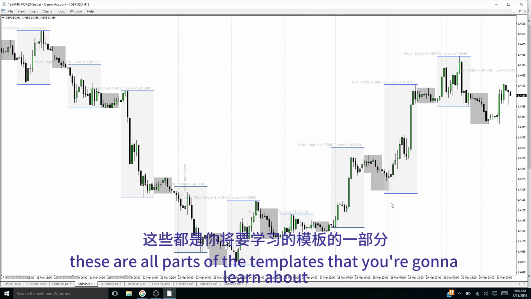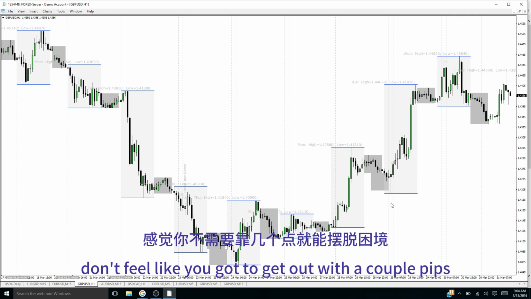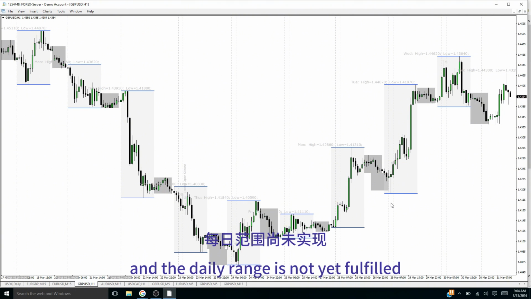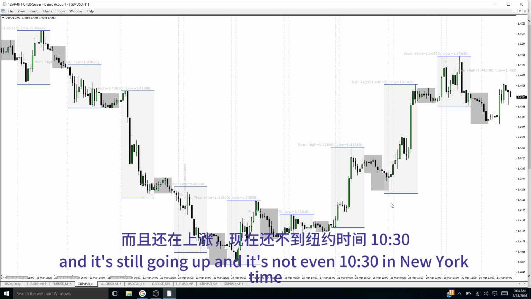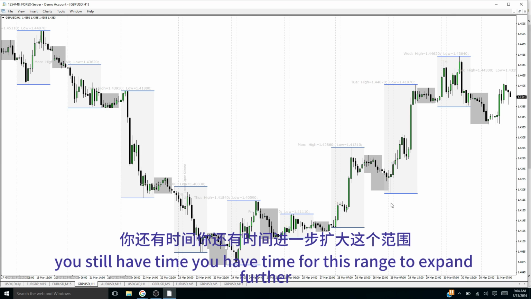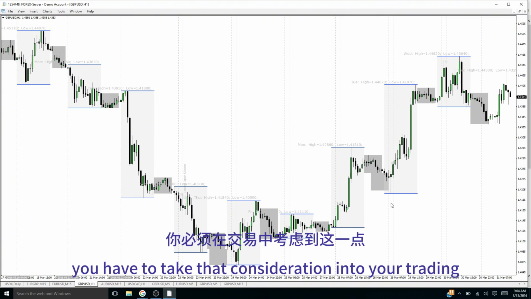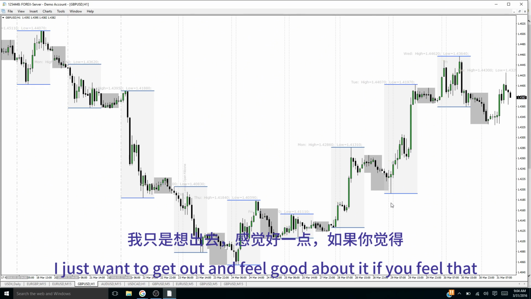These are all parts of the templates that you're going to learn about, okay? But don't feel like you got to get out with a couple pips when the daily range is not yet fulfilled. I mean, if you're in a winning trade and you're long from London or New York and it's still going up and it's not even 10:30 in New York time, I'm sorry, 9:30 in New York time, you still have time. You have time for this range to expand further. You have to take that into consideration in your trading. You can't just go in thinking, okay, I made what I'm comfortable with. I just want to get out and feel good about it.